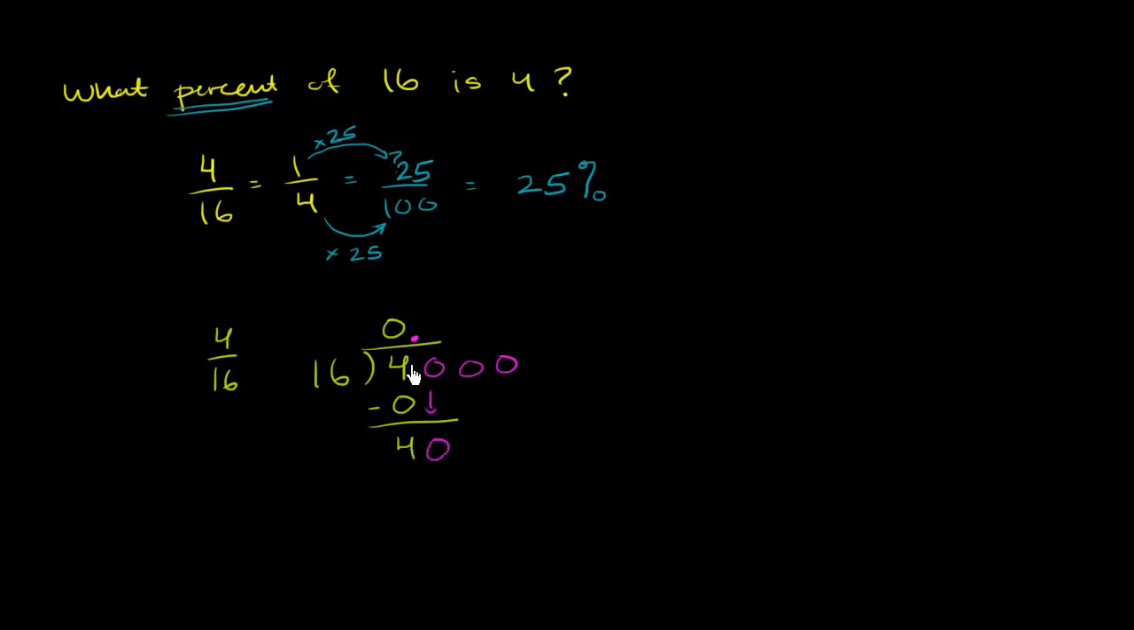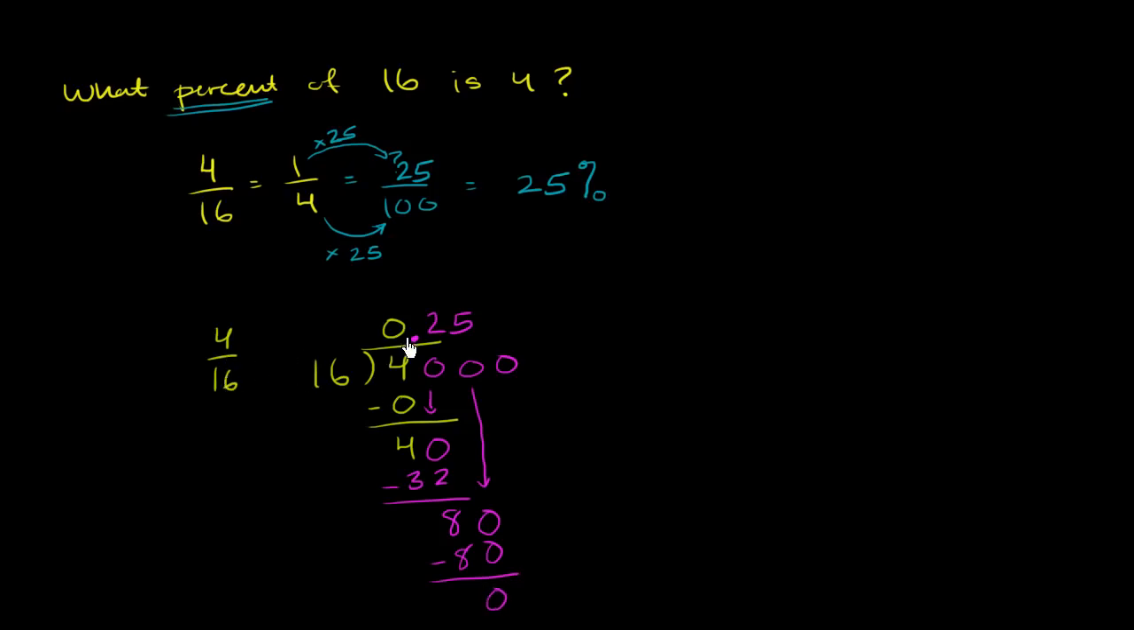16 goes into 40 2 times. 2 times 16 is 32. You subtract, you get 8. And you could bring down another 0. And we have 16 goes into 80. Let's see, 16 goes into 80 5 times. 5 times 16 is 80. You subtract, you have no remainder, and you're done.